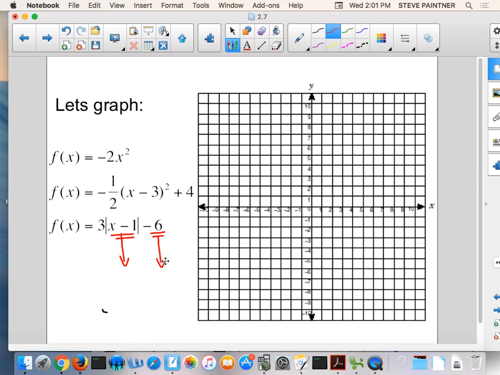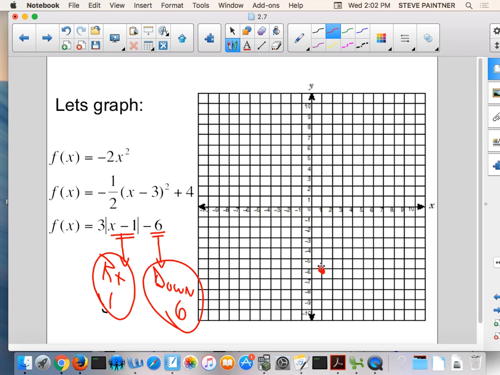Okay. What's this mean right here? Right one. What's this mean right here? Down 6. Does everybody agree with those two directions? Right there is where I put my vertex. So right 1, down 6 is right about here. Now I know it's a V. It's an absolute value. Absolute values go like this: right 1 up 1, right 2 up 2, right 3 up 3.